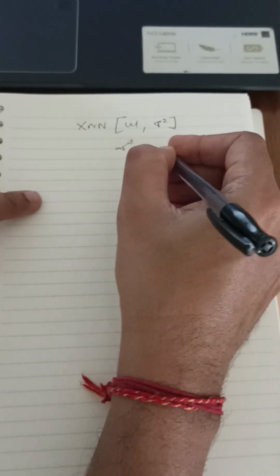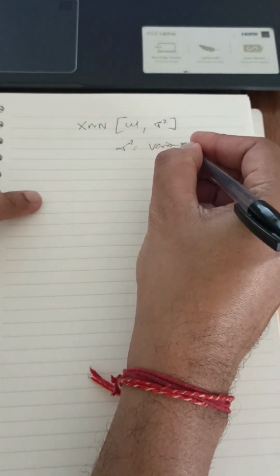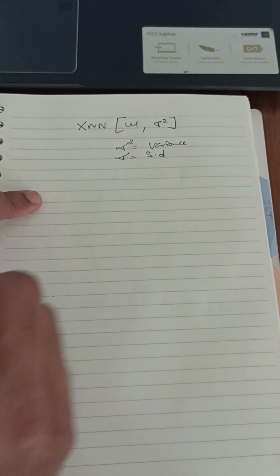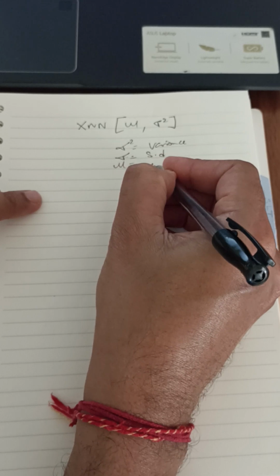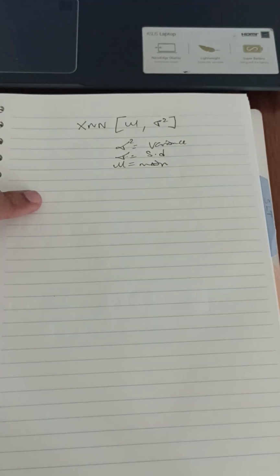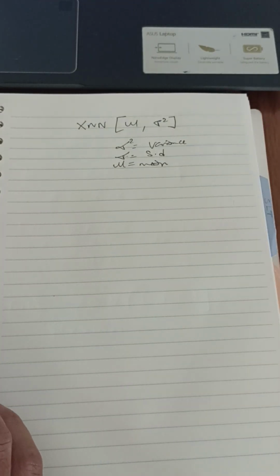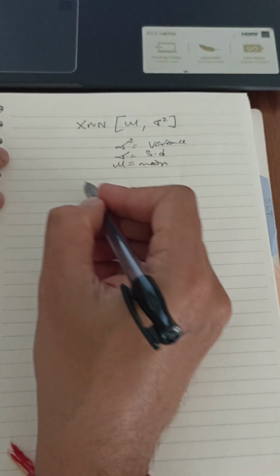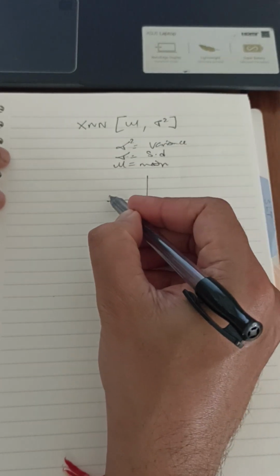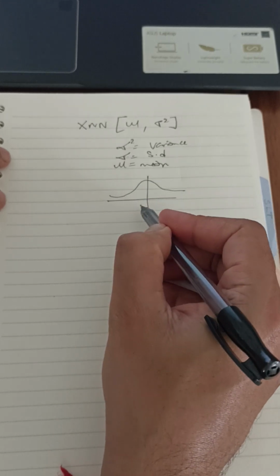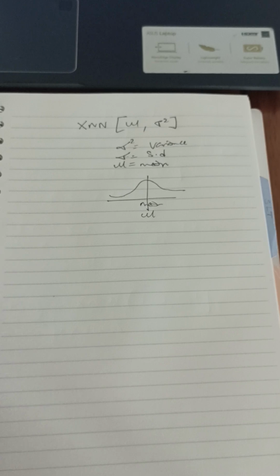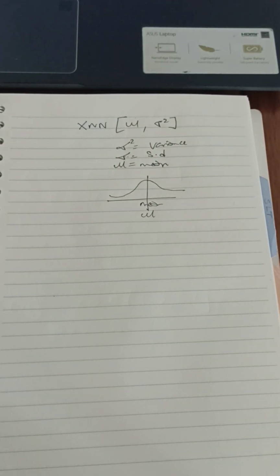So let me just write that. So sigma squared is the variance, and sigma is the standard deviation, all right? And mu is the mean of the distribution. And it usually has a bell shape, and it's symmetrical around the mean, mu. So the shape is something like that, where the mean mu is in the middle, all right? So that's also referred to as the bell shape.